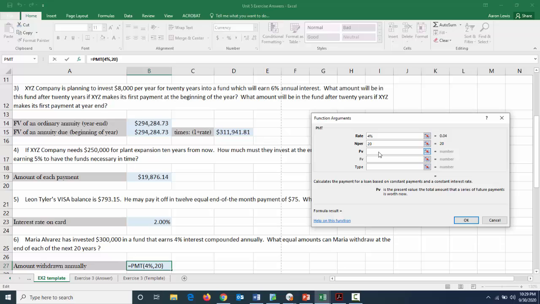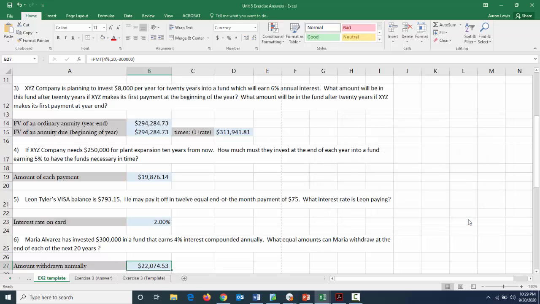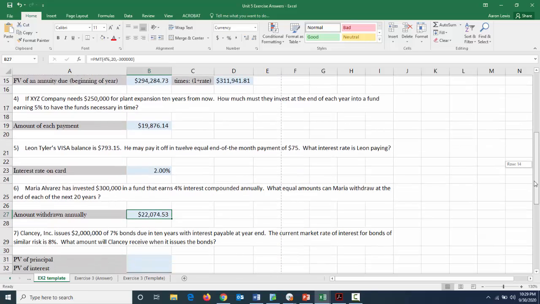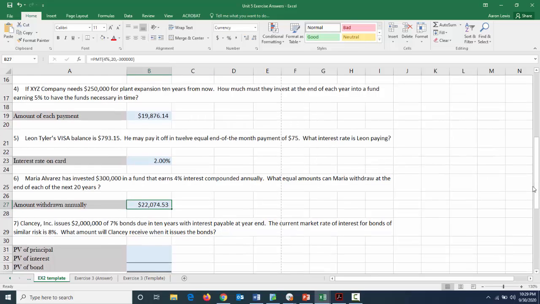And what is the present value of the amount that's in the fund? It's 300,000. Let's make it negative. She can withdraw $22,074.53 each year from that fund. And by the time 20 years passes, if she keeps withdrawing at that rate and it keeps earning 4% interest, the fund won't go broke until the end of those 20 years.